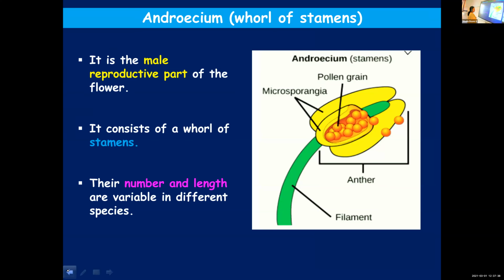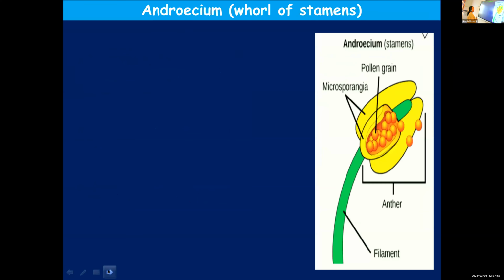Once again, I'll repeat the points. Stamen or androecium is the male reproductive part of a flower. An androecium consists of a layer of stamens or a whorl of stamens. The number of stamens and the length of the stamens can be different for different flowers. It can have variations from species to species.